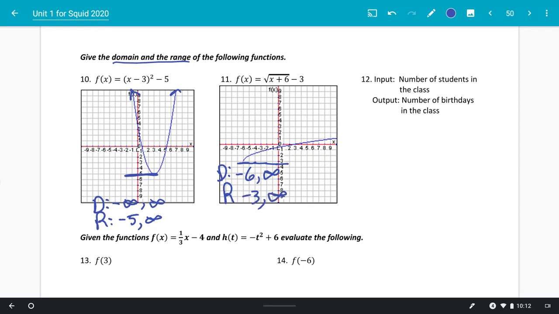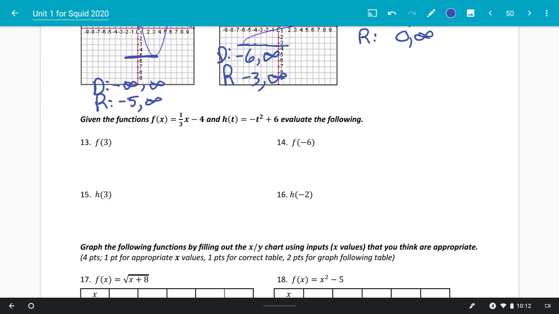Number 12, number of students in a class, 0 to, again, I'll say infinity for a lack of a high number, would be my domain. The number of birthdays in the class. Well, however many people I have, that's how many birthdays we would have. So that would also be from 0 to infinity.